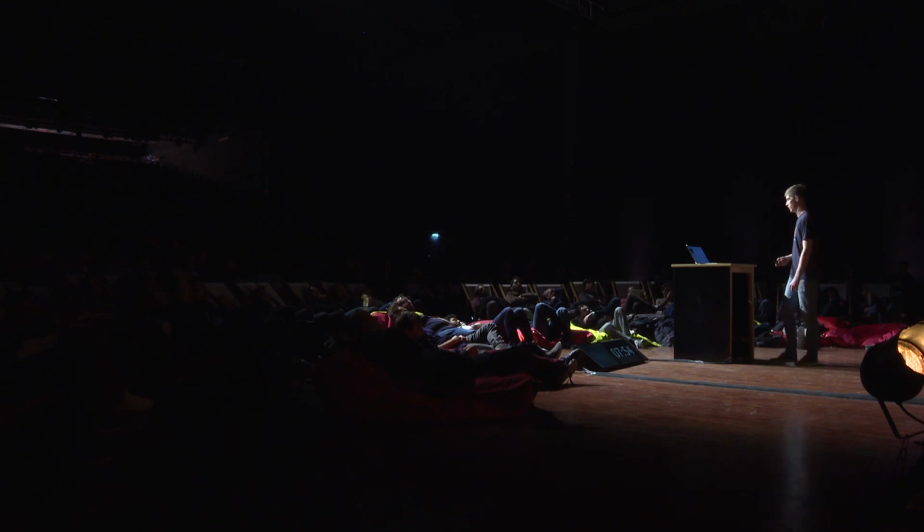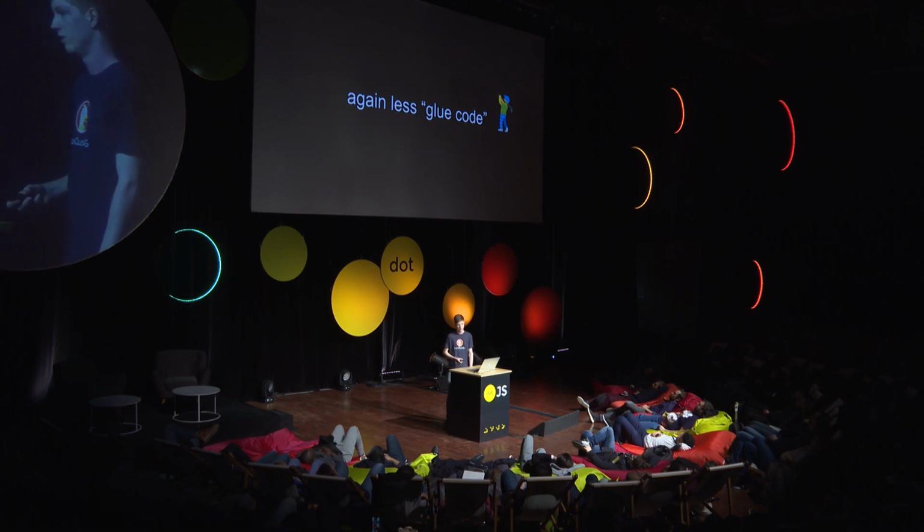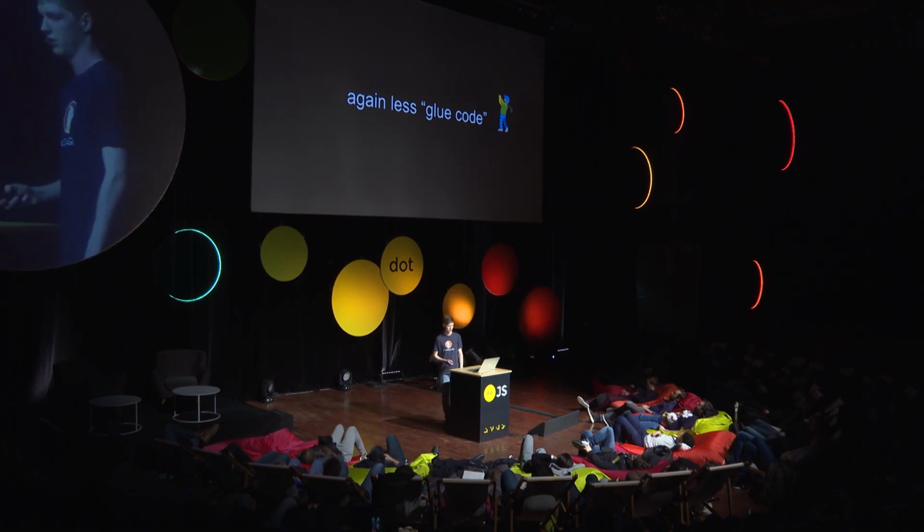Similarly, you can return a string. The C string gets converted to a JavaScript string. And this is not only restricted to strings, of course. You will be able to exchange objects, callbacks, etc., anything. Again, less glue code. It's way easier now to call a WebAssembly function, I mean.